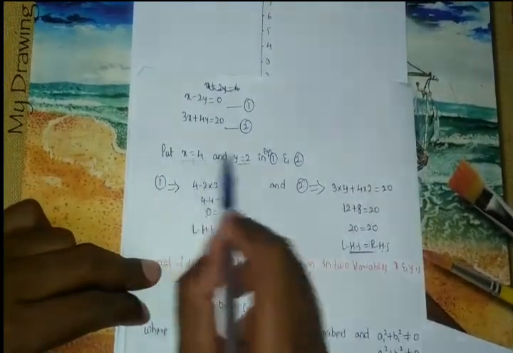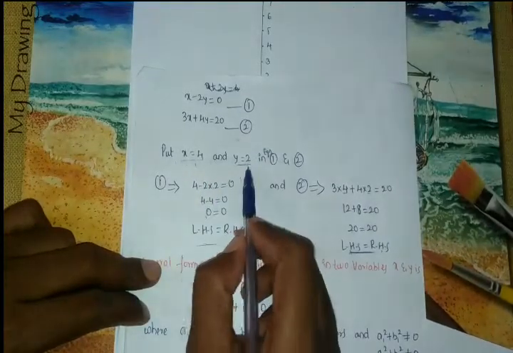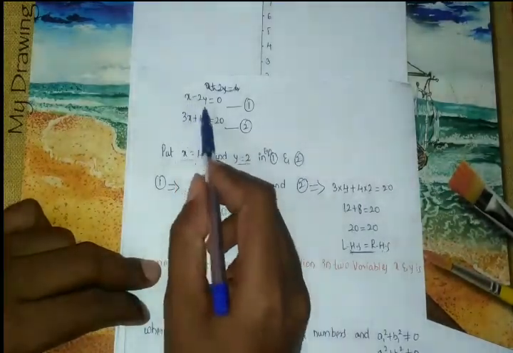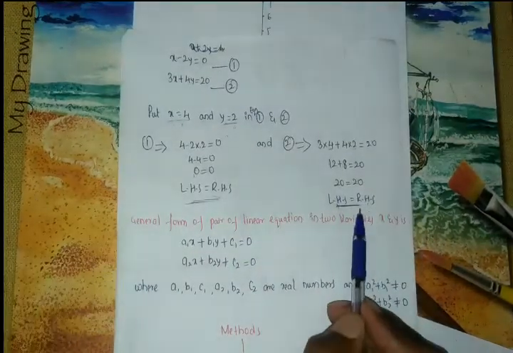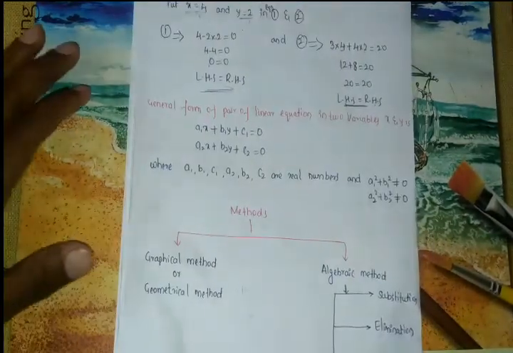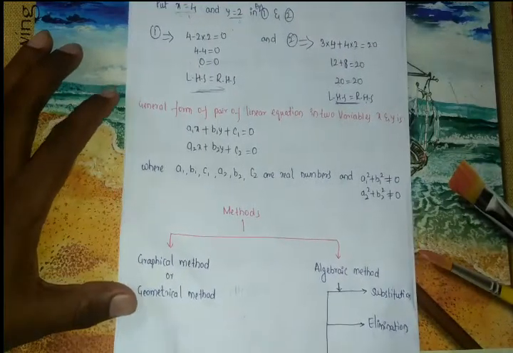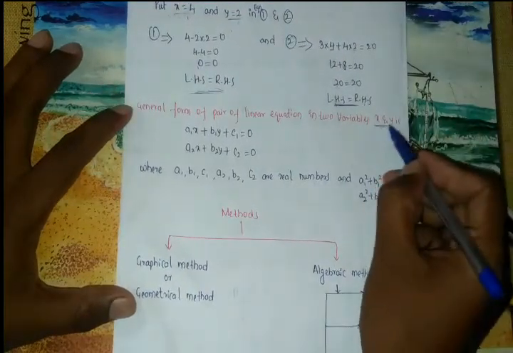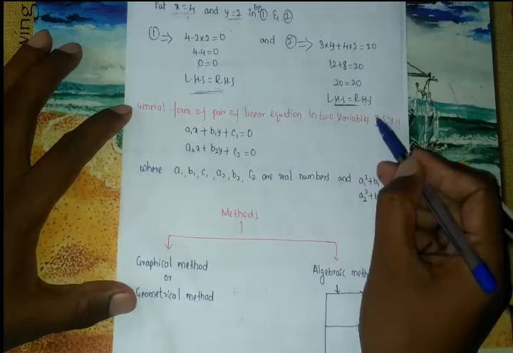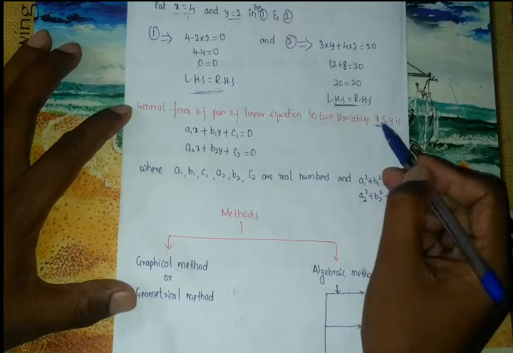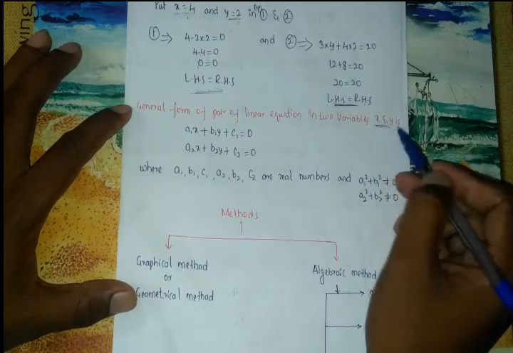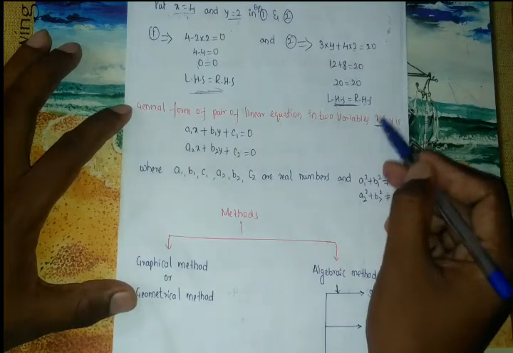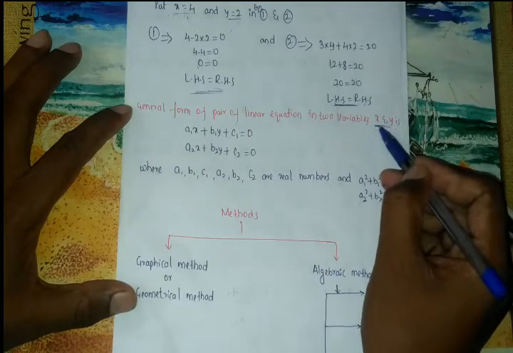These two values, x and y, are both satisfying these two equations, where we are getting LHS equals RHS. Let us see the general form of a pair of linear equations in two variables x and y. We can denote the variables by any letter. Here we are using the letters x and y. You can use u, v, t, s, j, k. It may be any letter. But the thing is, it should be two variables.